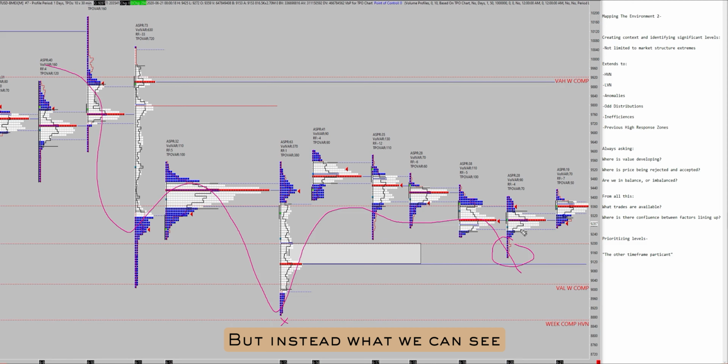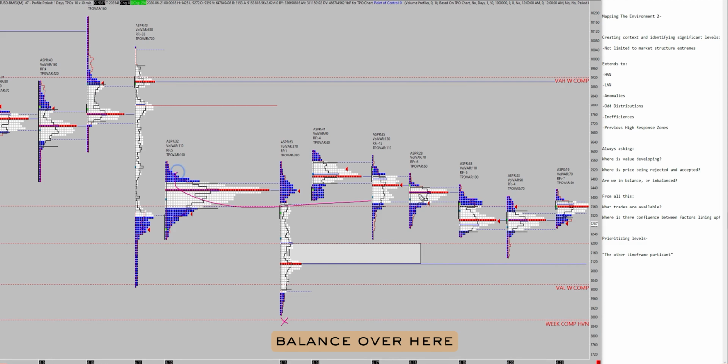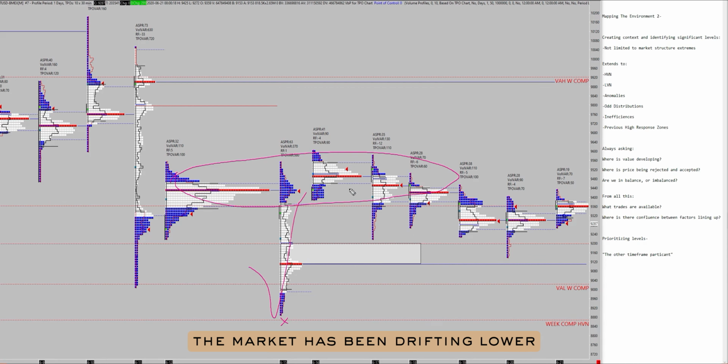But instead, what we can see over the course of these days is that we're still in relative balance over here. Aside from this one test of the low, the market has been drifting lower, but really it's just trying to find its footing. And for the first time, we found at one of the significant levels a good amount of buying activity. Right here we have value migration to the high.